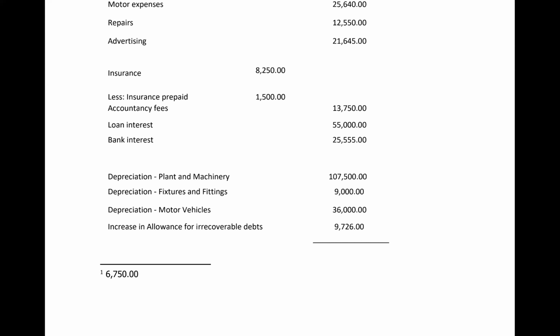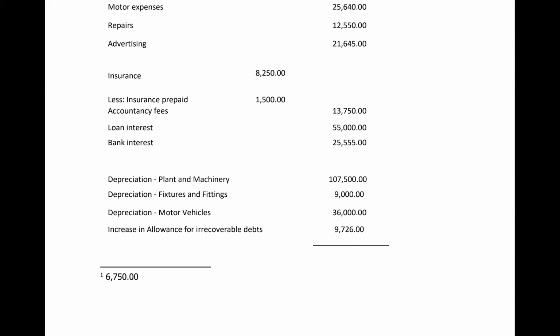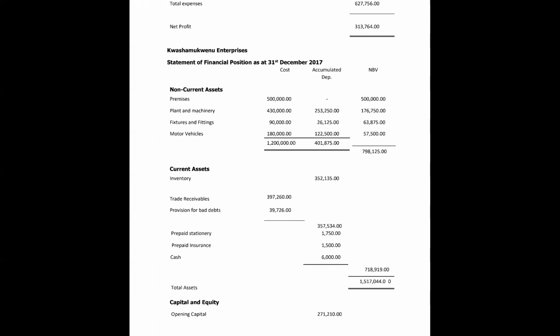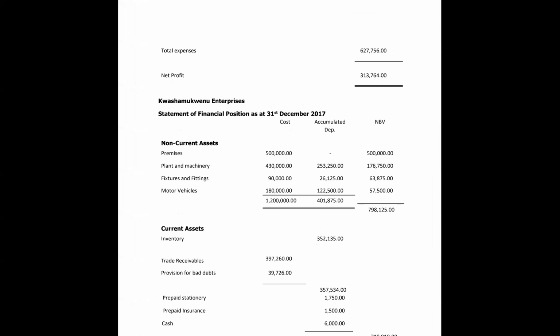You've seen the increase in allowance for recoverable debt. That figure we calculated, it's here now. Then all you remain with is the total expenses there. That should be subtracted from total income to give you the net profit. Okay? The net profit is that.